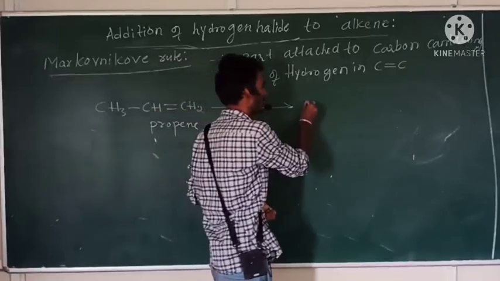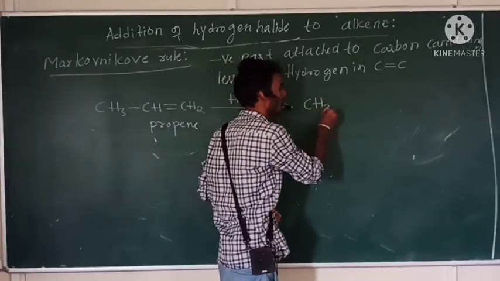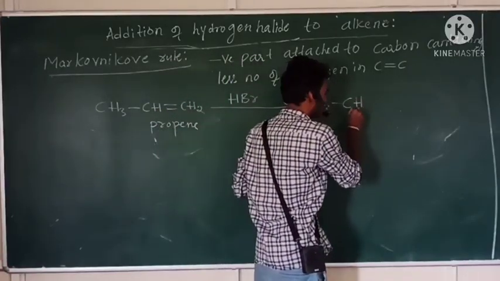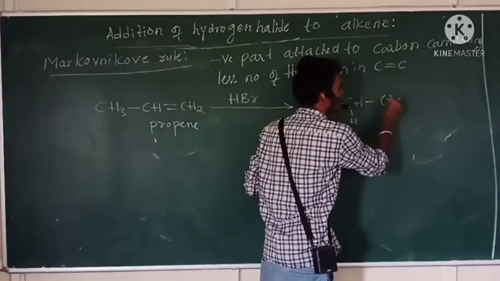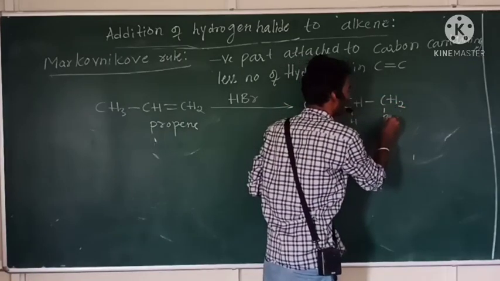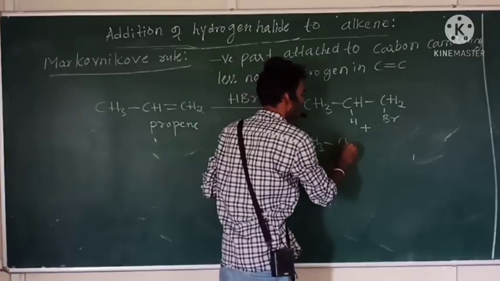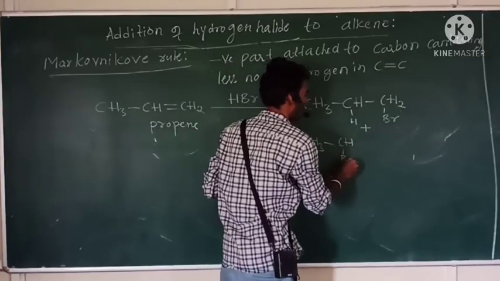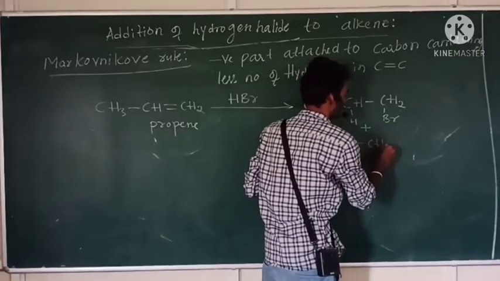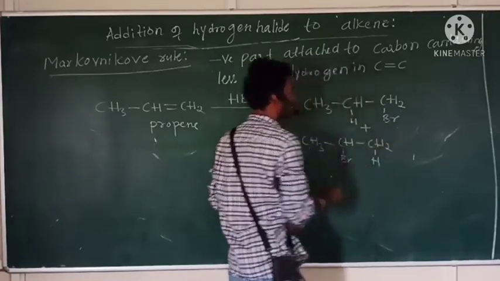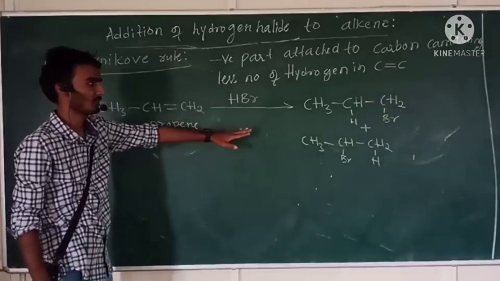This forms two types of product. That is CH3 CH2 CH2 Br, this is one product. Another one is CH3 CHBr CH3. These are the two products. So which is major and which is minor?